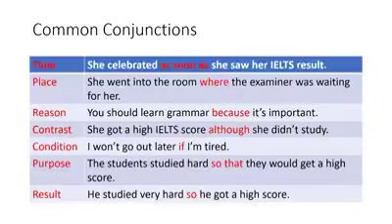So let's look at some example sentences. She celebrated as soon as she saw her IELTS result. Place: She went into the room where the examiner was waiting for her. You should learn grammar because it's important. She got a high IELTS score although she didn't study. I won't go out later if I'm tired. The students studied hard so that they would get a high score. He studied very hard, so he got a high score.